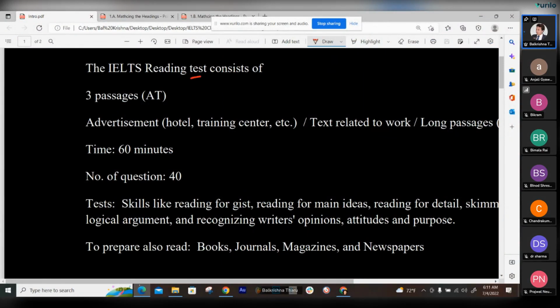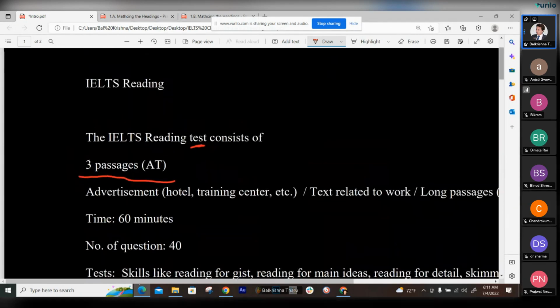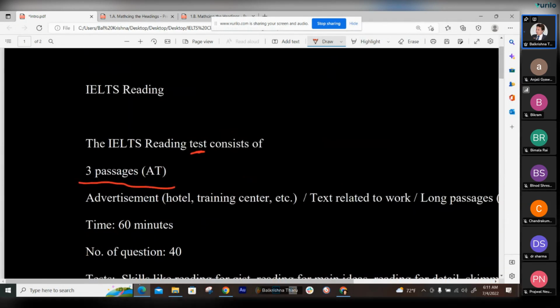The IELTS reading test consists of three passages. We're talking about AT and GT here. Some of you must be AT and some of you must be GT students here. So I'm going to talk about AT first, and then I'll talk about GT.